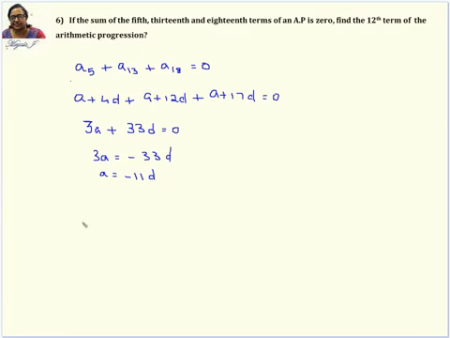And now go to the problem. The problem asked is find out the 12th term. Yeah. So how do you write this? A plus 11D. And now you replace this. What is A equal to? Minus 11D. Plus 11D. So what's the answer? 0. Good. That's it. Okay. Yes, ma'am. I'll move on to the next one.